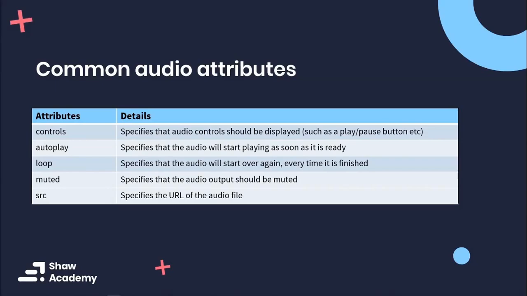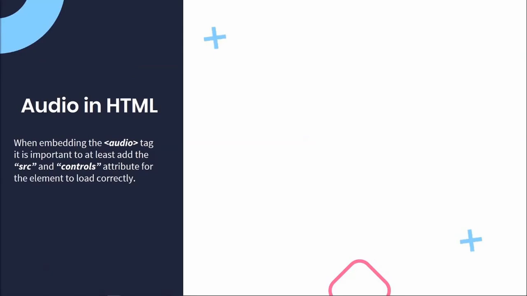Now, I said there are certain things we must take into consideration when we use the audio tag. And this is essentially that when we embed audio using the audio tag, we must at least use the source as well as the controls attribute to load the audio correctly, else the audio is just not going to play, or you might just run into a bug.